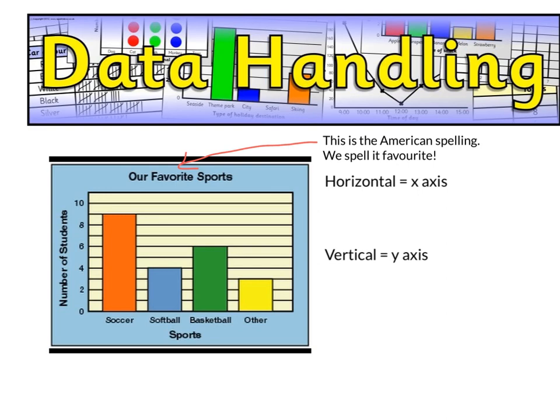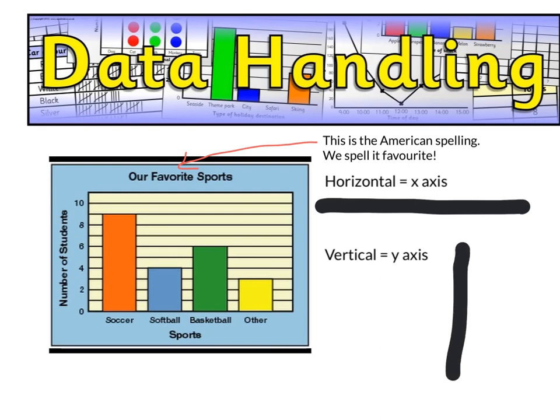To draw a bar chart, we need to have 2 lines, a horizontal line and a vertical line that join up together. The horizontal line, which goes from left to right at the bottom of our graph, is the x-axis. The vertical line, which goes from the bottom up, is called the y-axis.